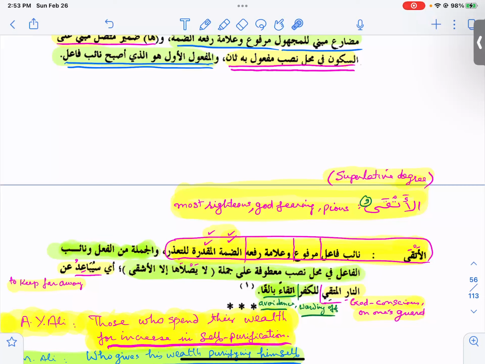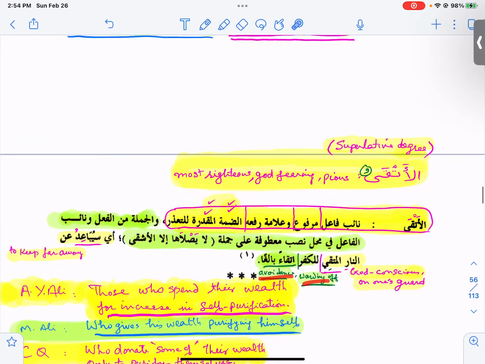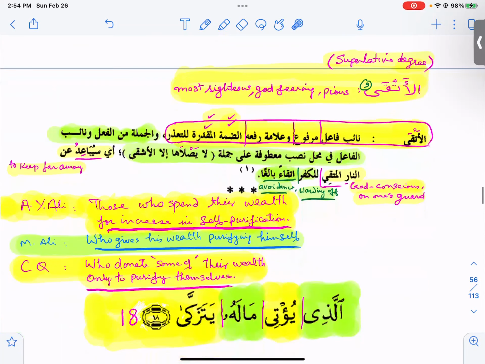Lil kufr. This is ittiqa' baligh. To avoid kufr, disbelief, the muttaqi keeps far away from that. Remember that. Yubaidu 'anin nar al-muttaqi, lil kufr. Kufr. He's never coming closer to kufr. It's ittiqa' baligh, avoidance, boarding off. Yes. Alhamdulillah. Next one, my brothers and sisters.